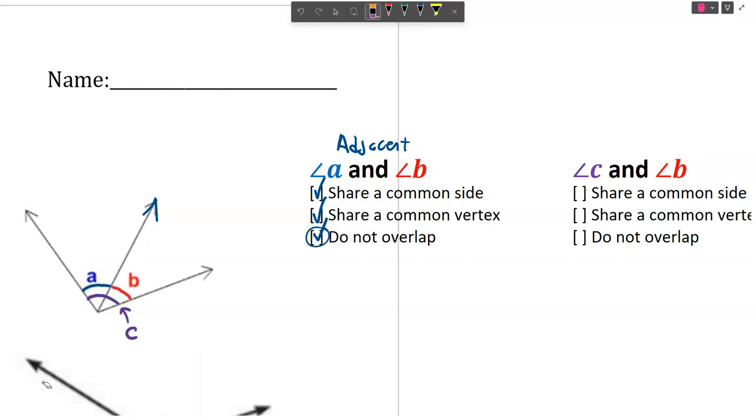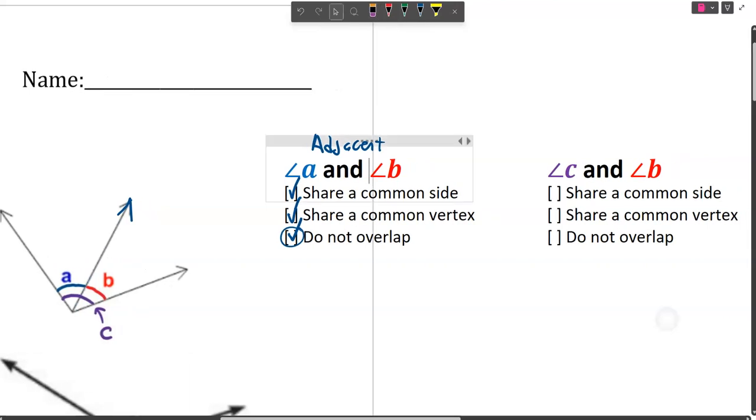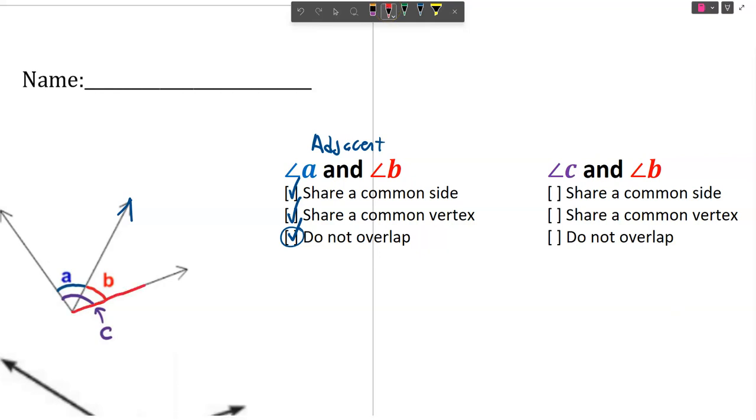Now, let's flip the script and talk about angle C and angle B. Angle C and B do share a side, this side I'm writing in red. They also share a common vertex down here at the bottom. But they overlap, which is a problem. Angle C is encompassing part of B, so angle B is inside of angle C. This would be an example of two angles that are non-adjacent to one another.